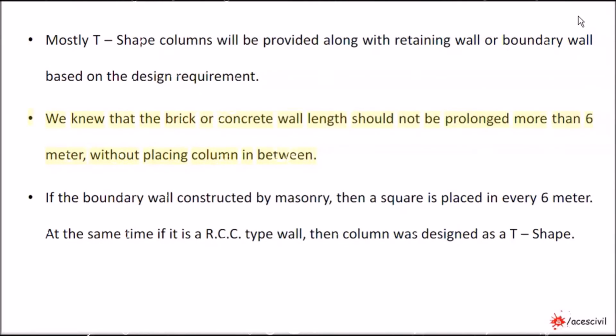We know that a brick or concrete wall length should not be extended more than 6 meters without placing a column in between. If the boundary wall is constructed by masonry, then a square column is placed every 6 meters. At the same time, if it is an R.C.C. type wall, then the column is designed as an H shape.